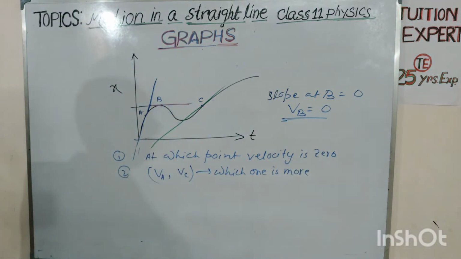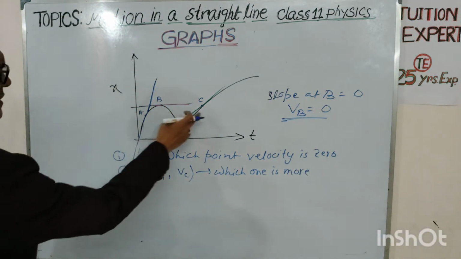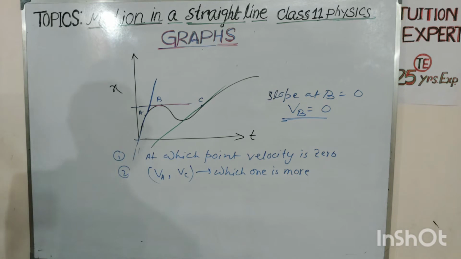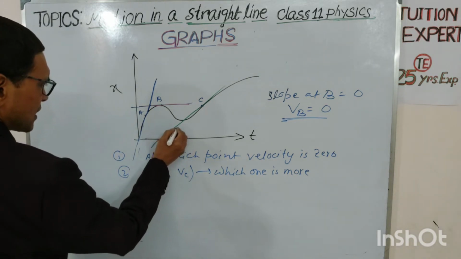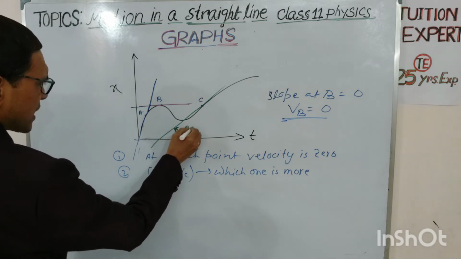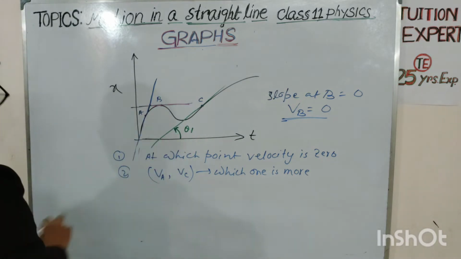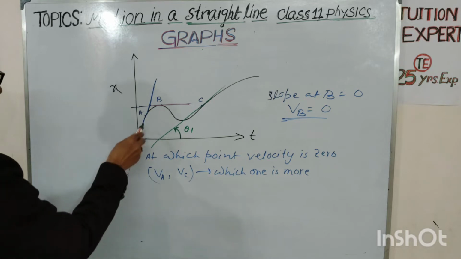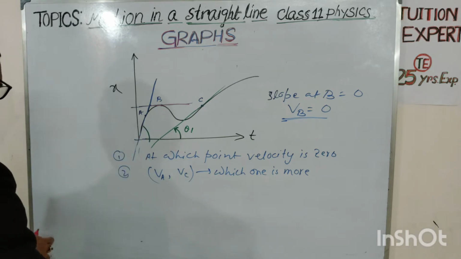Understand? Now at which point is velocity more, A or C? To know the velocity we have to know the angle. First we measure the angle. Suppose this is angle theta 1 and this is angle theta 2.